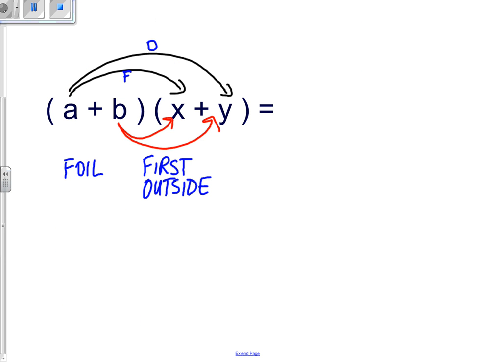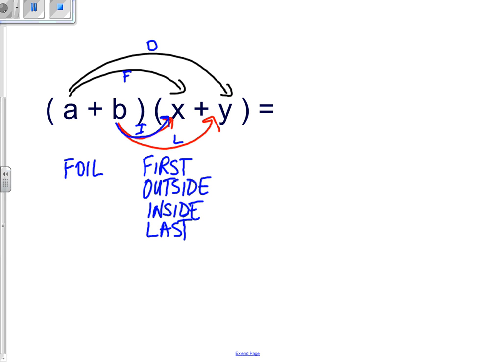Inside would be the two terms that are closest together. Inside that equation would be there to there. That would be inside. Oops. And L for last. L would be the last in both of the brackets, the b and the y. That is a really quick run of grade 10 algebra, basically.